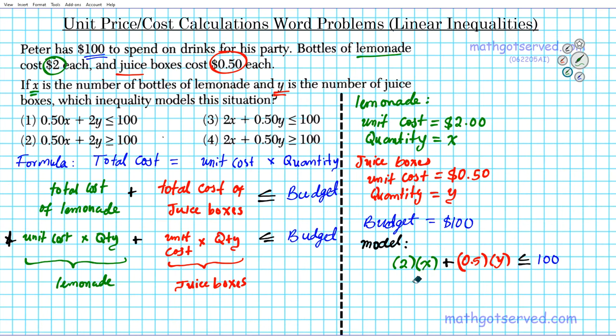Let's simplify this equation, make it look pretty. So 2 times x is 2x, so we have 2x plus 0.5 times y is 0.5y. That has to be less than or equal to your budget of $100. So there goes the model for this situation. Let's take a look at the options that we have here. The correct answer is option number 3: 2x plus 0.5y has to be less than or equal to 100.